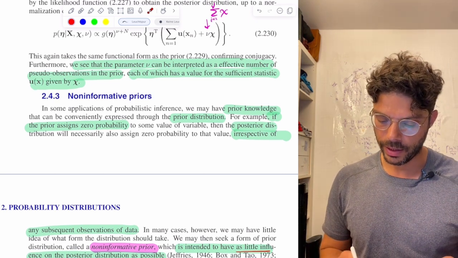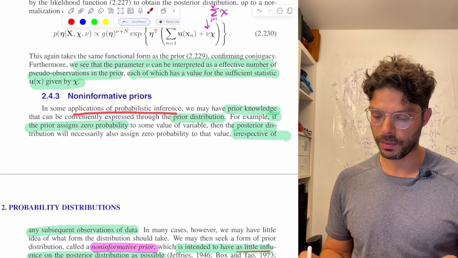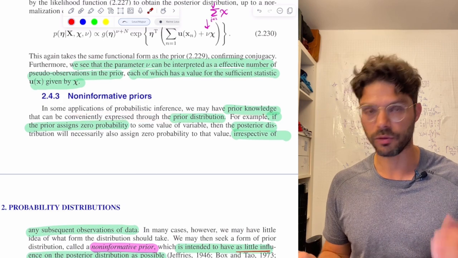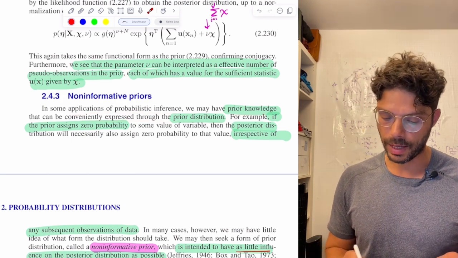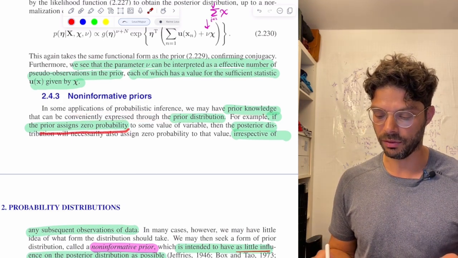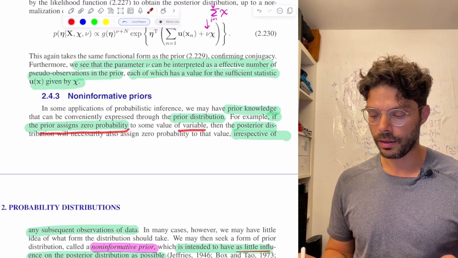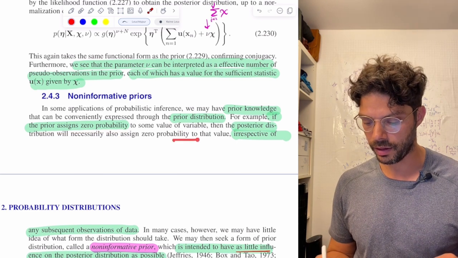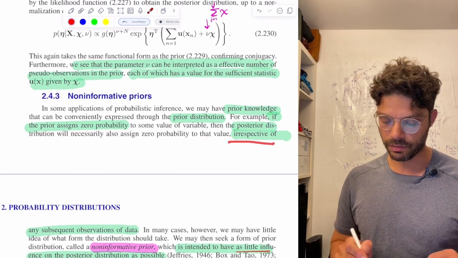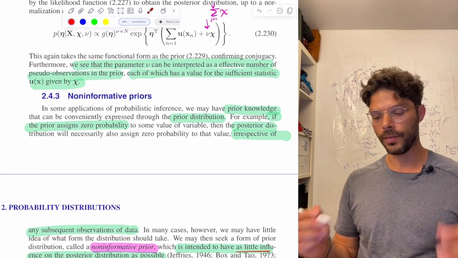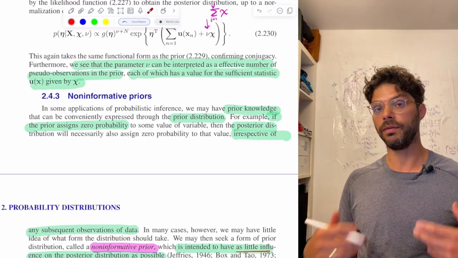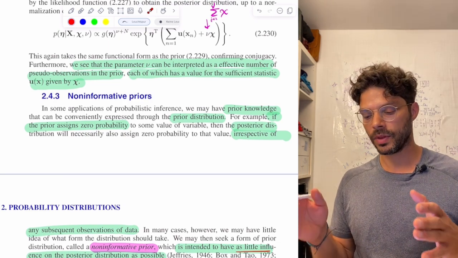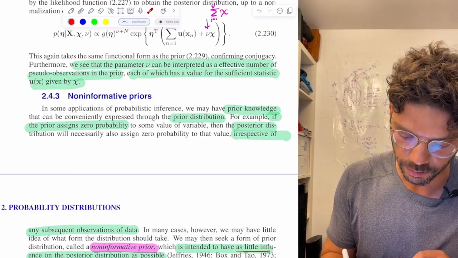So he says, in some applications of probabilistic inference, we may have prior knowledge that can be conveniently expressed through the prior distribution. That's why it's called the prior distribution. For example, if the prior assigns zero probability to some value of a variable, then the posterior distribution will necessarily also assign zero probability to that value, irrespective of any subsequent observation of the data. So that's kind of an example of a very informative prior to some extent, right? Because it's telling you that certain values can't happen. So let's just see what he means by that.